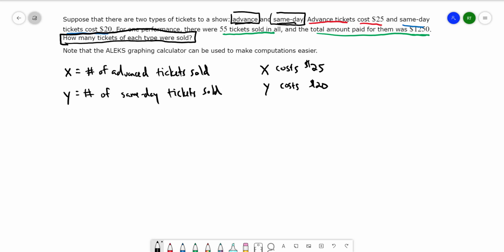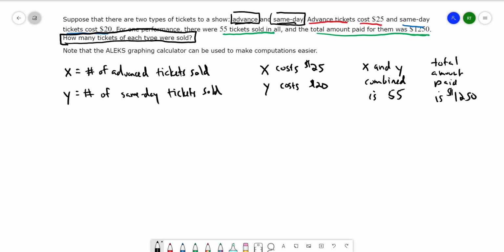Next, for one performance, there were 55 tickets sold in all. Now you have to read in between the lines here. 55 tickets sold in all means that X and Y combined is 55. When you combine the number of advance tickets sold and the number of same day tickets sold, the total is going to be 55 tickets. The last part says the total amount paid for them was $1,250. So we know that the total amount paid is $1,250.